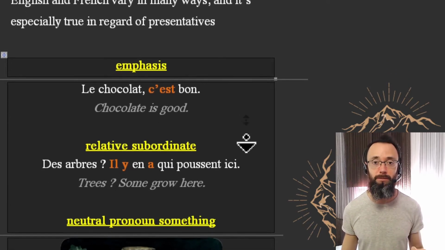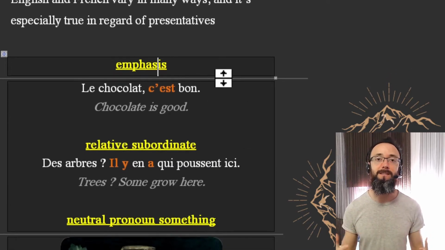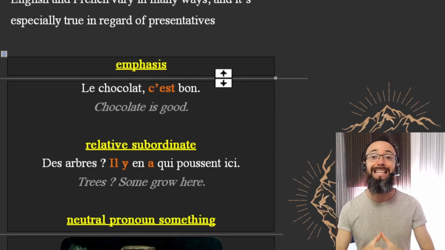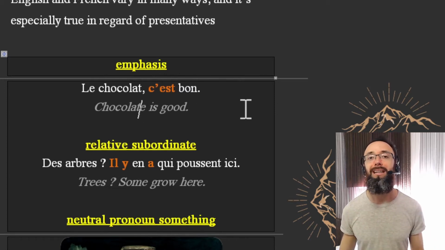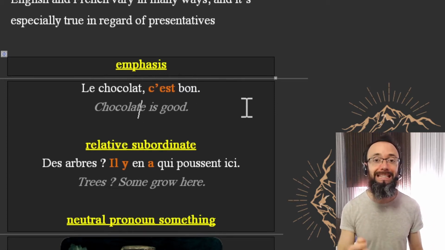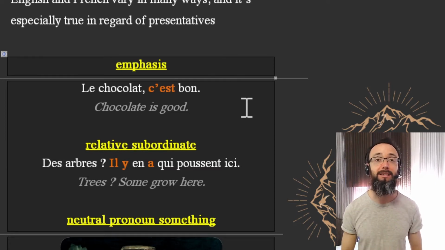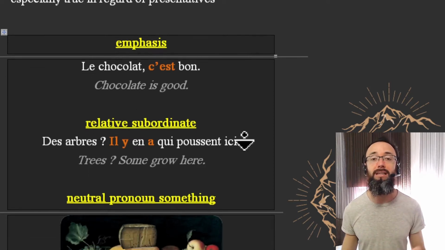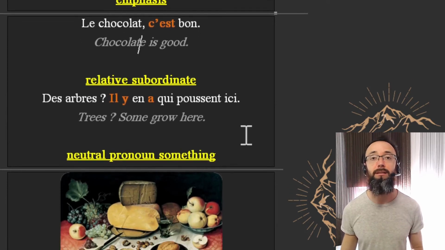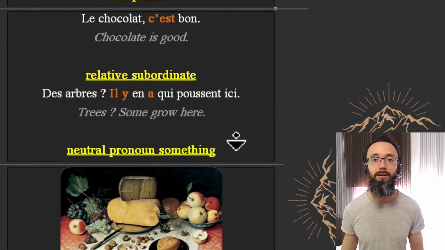Chocolate is good. Well, this is a case of emphasis. Le chocolat, c'est bon. In English you wouldn't say chocolate, it's good, or at least it doesn't translate the same way as it does here. The natural way of saying it is le chocolat, c'est bon. Chocolate is good. It's also the case in relative subordinate in that example in particular.